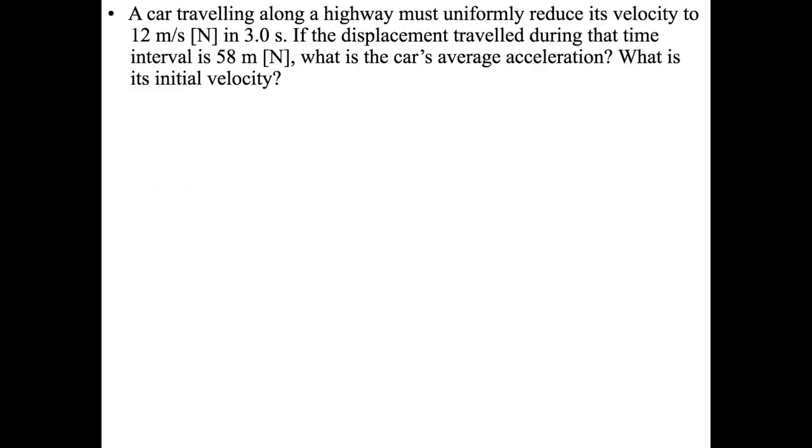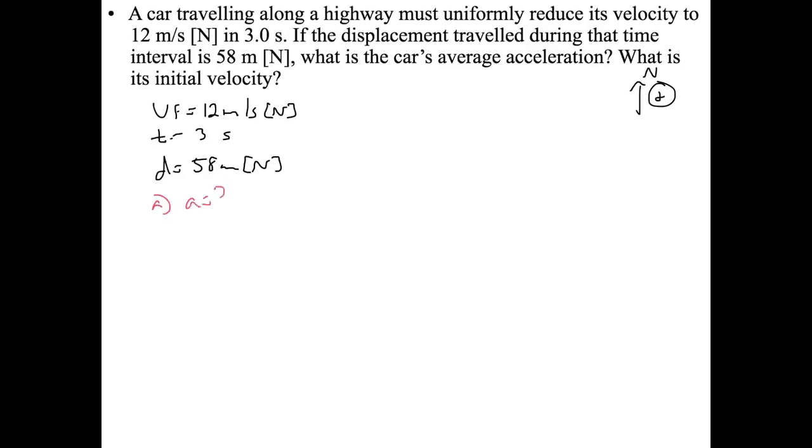A car traveling along a highway must uniformly reduce its velocity to 12 meters per second north in 3 seconds. So VF, that's the goal, is going to be 12 meters per second north. Time is 3 seconds. Let's assign north to be positive. The displacement traveled, D, is 58 meters north during that time. What is the car's A, average acceleration, and B, initial velocity? So let's start with A.